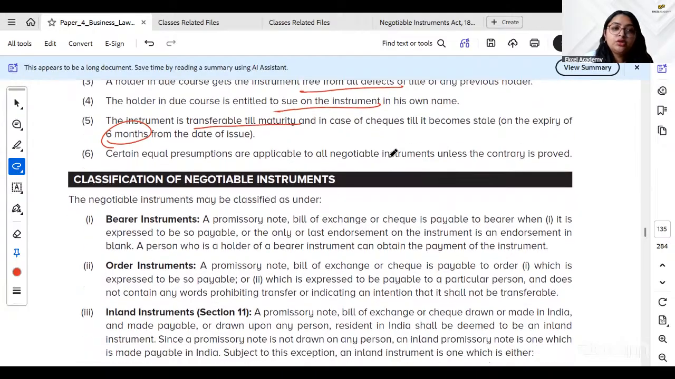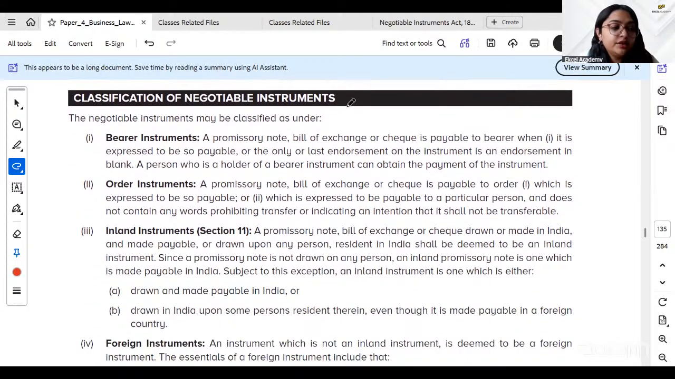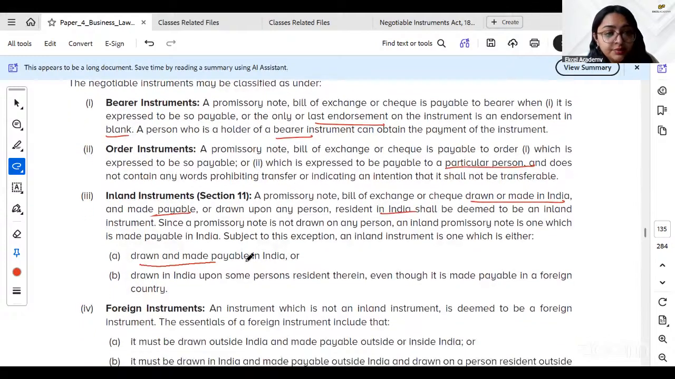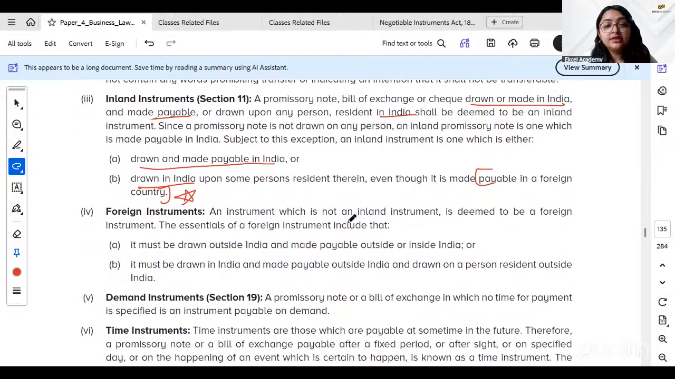Then we went on to understand the classification of negotiable instruments, starting with the bearer one, where the last endorsement was blank or it is specifically mentioned that it is payable to a bearer. An order instrument is payable to a specific person. An inland instrument is one which is drawn or made in India and also payable in India itself. It can also be drawn in India or upon certain residents in India but payable in a foreign country. Then we saw foreign instruments, which are not inland, basically drawn outside India and payable outside India.